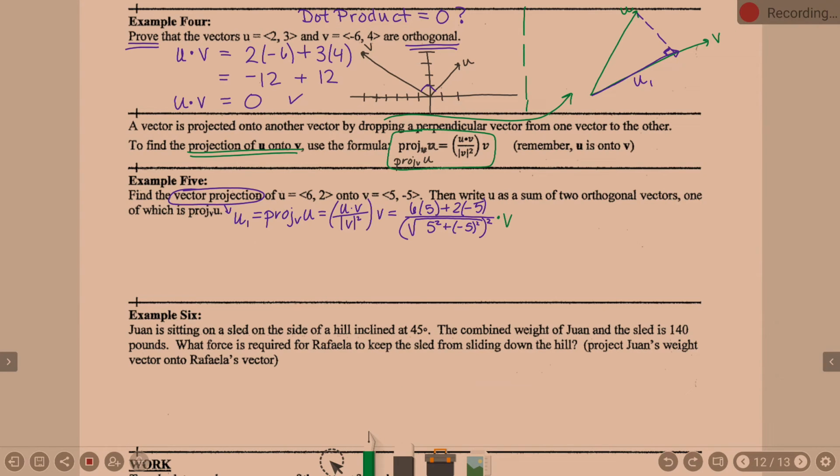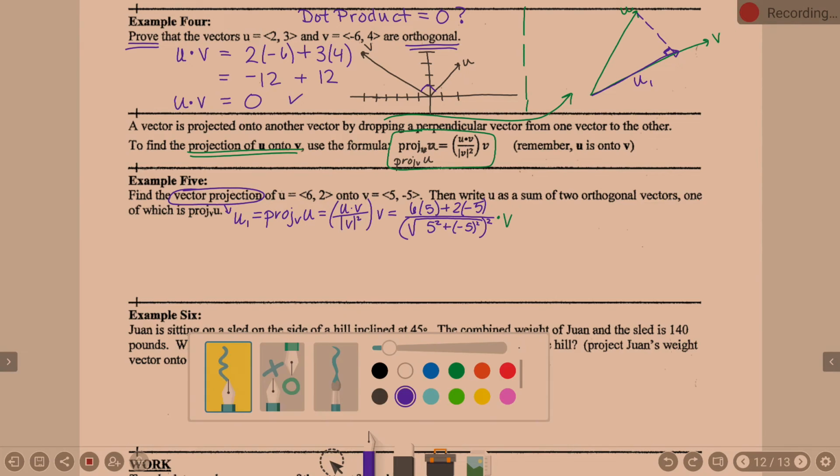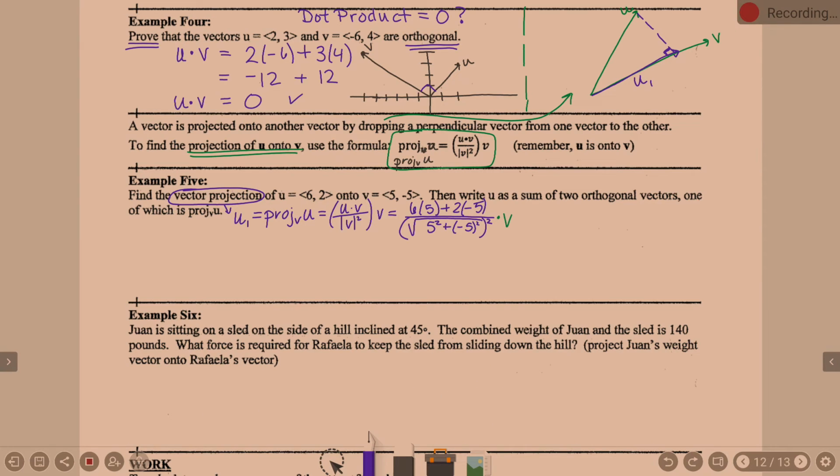V is the vector. I'm going to put that in later because right now I've got a mess to simplify. So let me get this mess cleaned up and then I'll put the times v in on my next step. If I clean up, what do you know about that numerator? 30 plus negative 10, which is 20. There we go. Glitch in my brain for a moment.